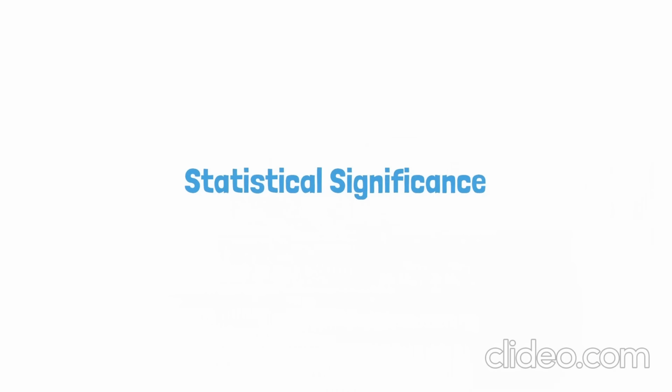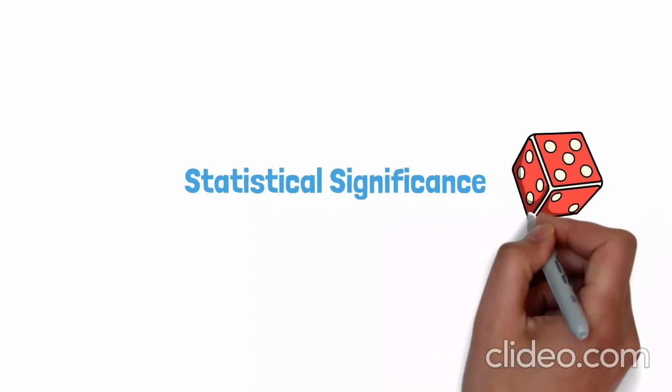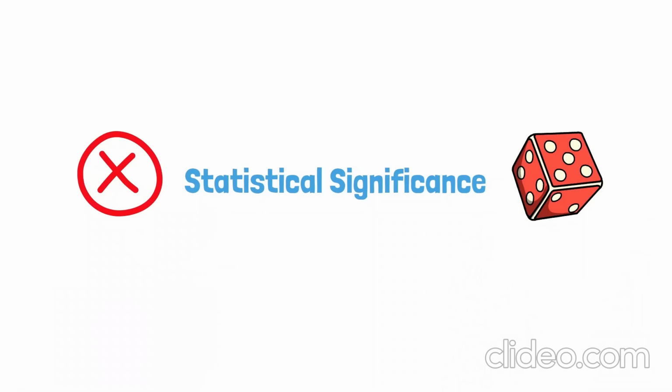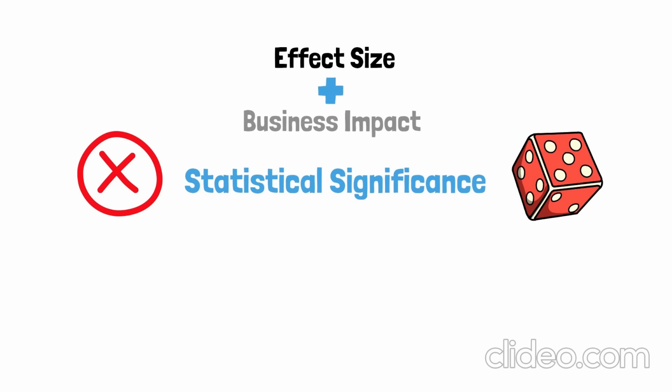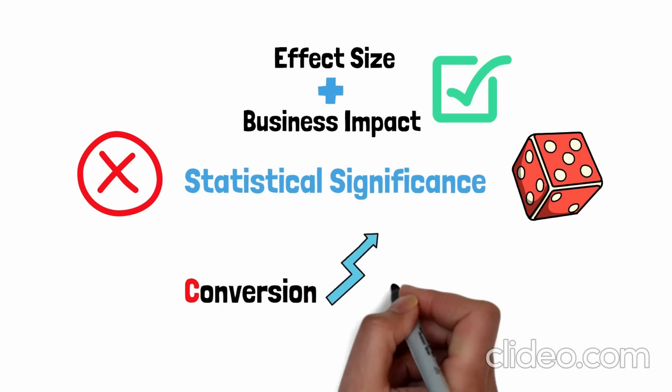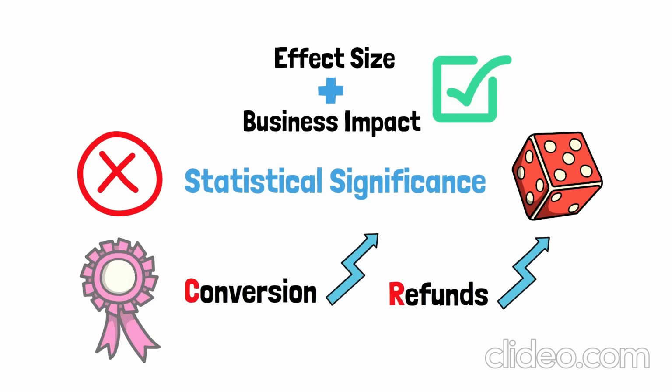Statistical significance says the effect is unlikely by chance. It doesn't say it's useful. Pair it with effect size and business impact. Also scan guardrails. If conversion rises but refunds spike, the win isn't a win.